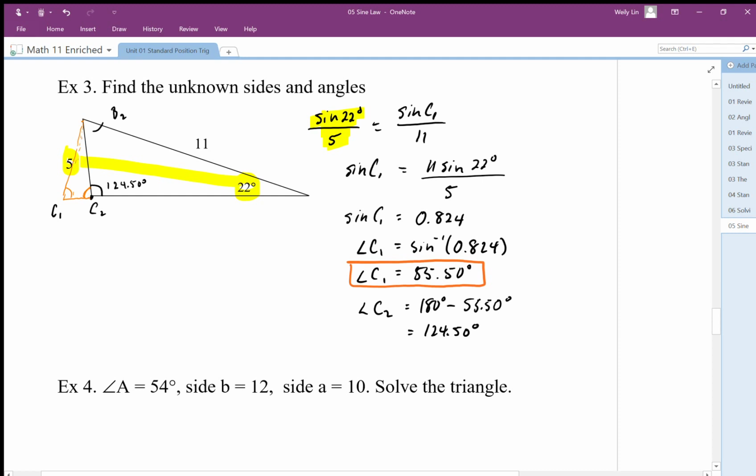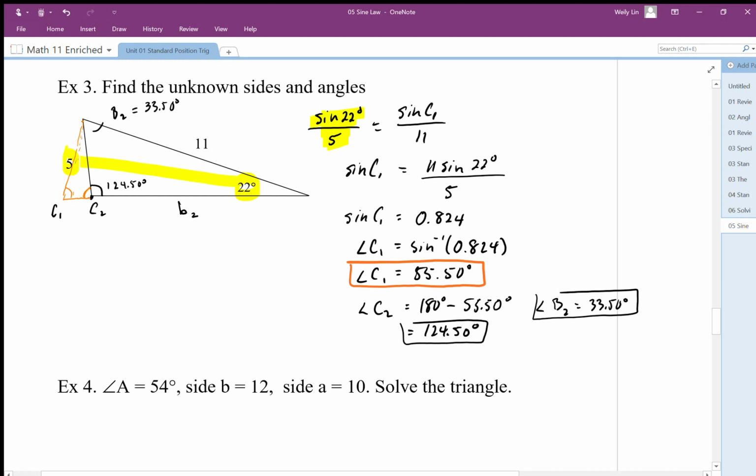And that allows me then to solve for the angle in here, which I'm going to call angle B2. We're just going to subtract from 180, so 180 minus 22 minus 124.5, so we get 33.50 degrees. So angle B2 is equal to 33.50 degrees. I'm just going to highlight those because those are the angles I'm solving for. I'm also going to solve for side B, which I'm going to call B2.